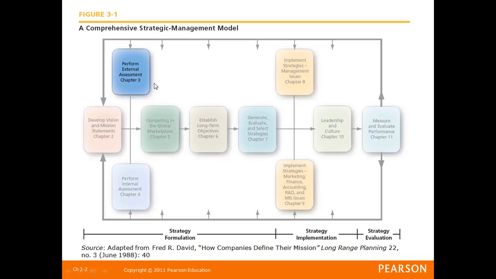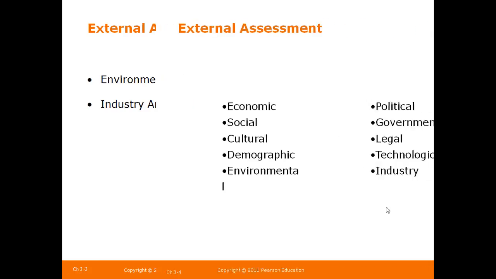So as you can see in this figure, we are now in chapter 3. We have developed a mission and a vision, so we know why the company exists and what its long-term orientation is. And now we need to go and do our homework. We need to do some research. And where is this research located? It's external to the company, it's outside the company borders, or the external assessment.